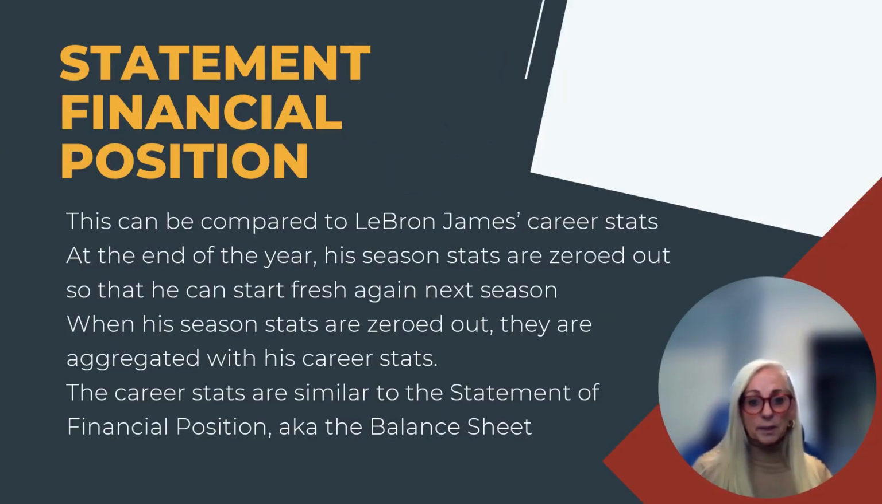The statement of financial position, or the balance sheet, can also be likened to LeBron James' basketball career. During the course of his career, he'll play seasons. During each season, stats are accumulated: how many points he put on the board, how many free throws he made, how many assists he had. At the end of each season, those season stats will be zeroed out so that he can start all over again the next season. When those season stats are zeroed out, they are accumulated in with his career stats and become part of those career stats. The balance sheet can be likened to LeBron James' career stats.